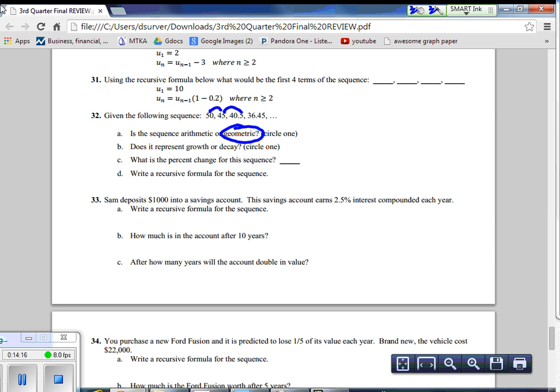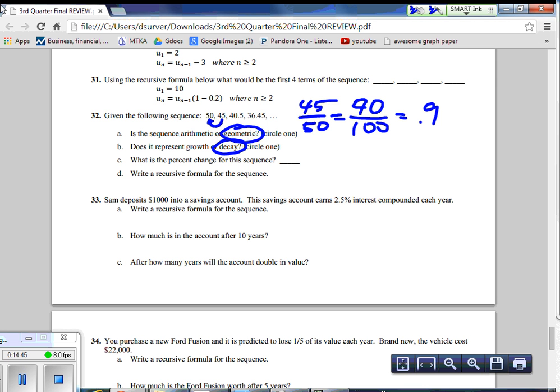Next, does it represent growth or decay? Well, it's getting smaller and smaller. That's called decay. What is the percent change for this sequence? To get the percent change, I do 2 things. First, I divide 45 divided by 50. Since I don't have a calculator, I'm going to scale this up to out of 100. That'd be like 90 out of 100. And then that tells me the decimal is 0.9.